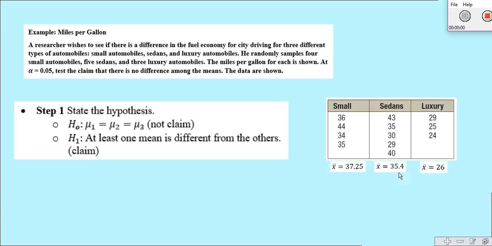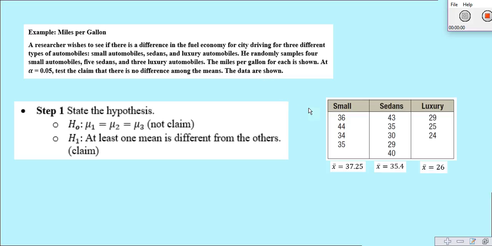Alright, so here's our example of the procedure for using one-way analysis of variance to determine if a difference exists amongst three different data sets. So what we have here is a researcher who wishes to see if there's a difference in the fuel economy for city driving for three different types of automobiles: small automobiles, sedans, and luxury automobiles.